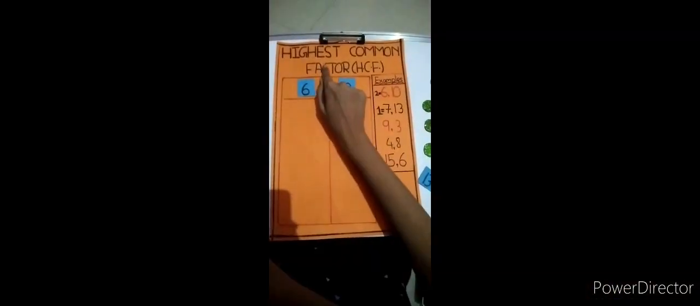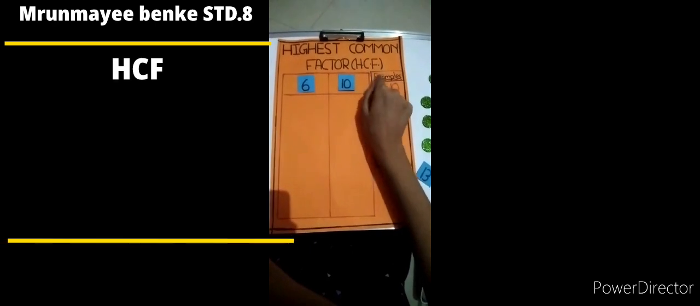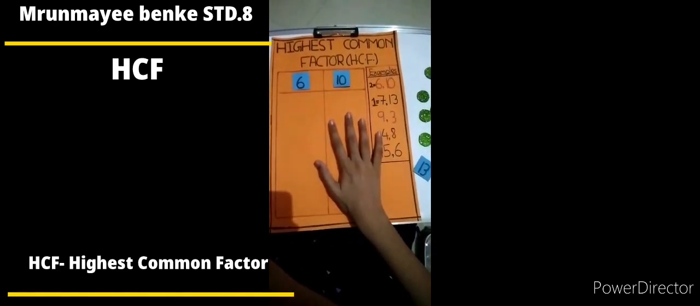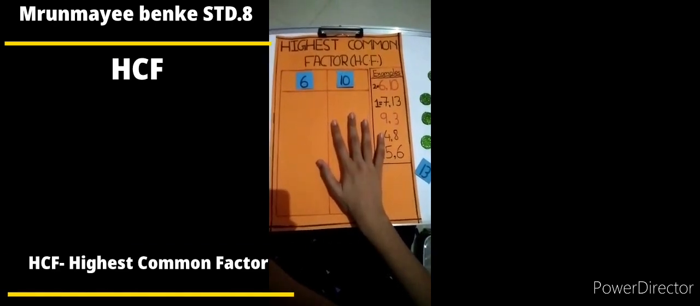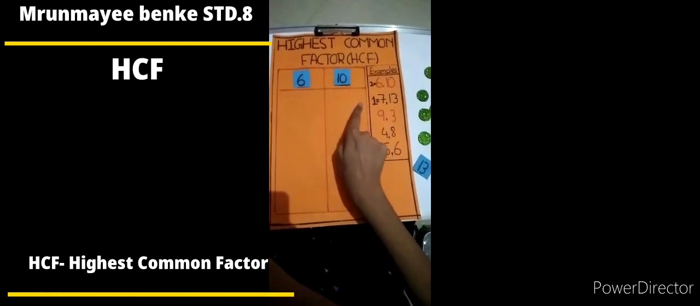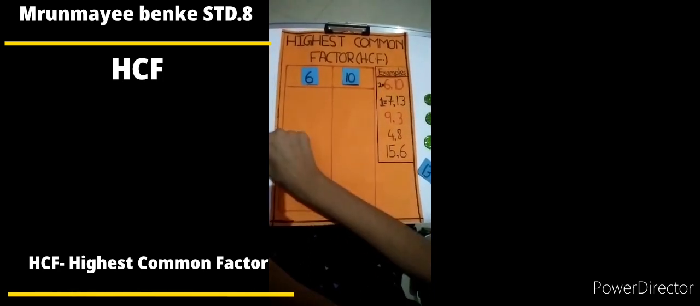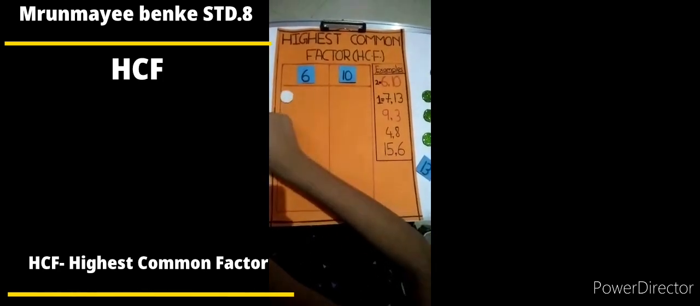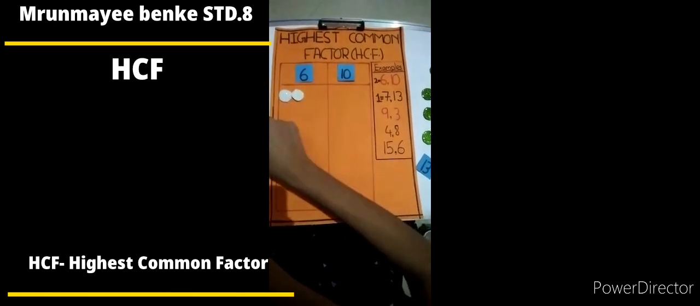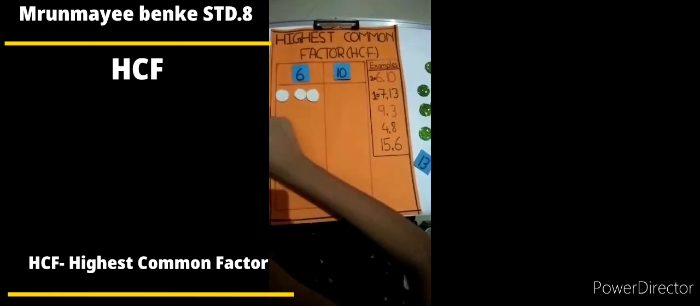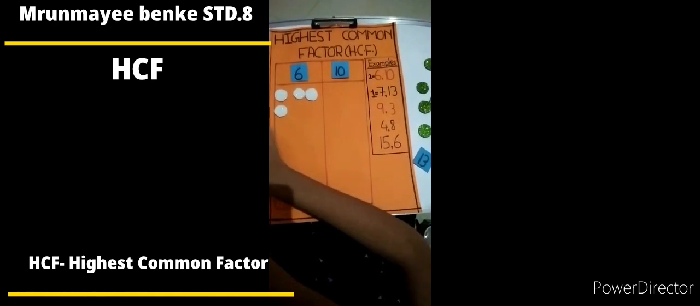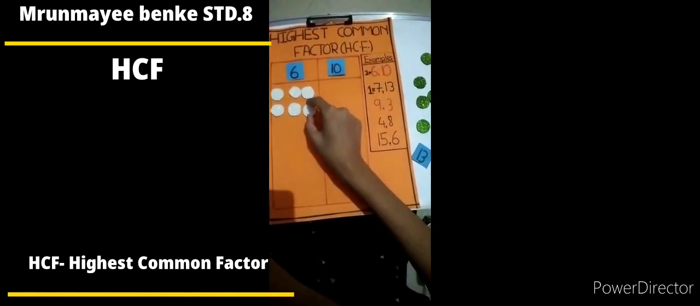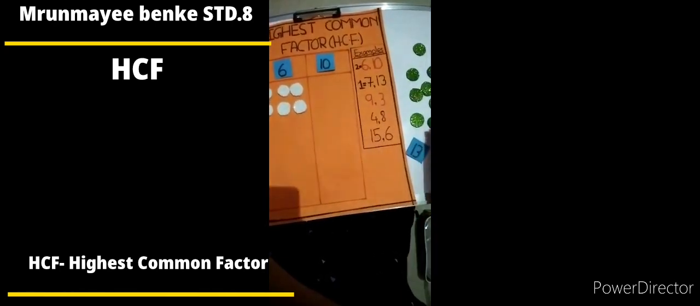This is how to find the highest common factor, HCF, of any number very easily. Now I am going to find out the HCF of 6 and 10. Now keep 6 coins over here. 1, 2, 3, 4, 5 and 6. Now keep 10 coins over here.